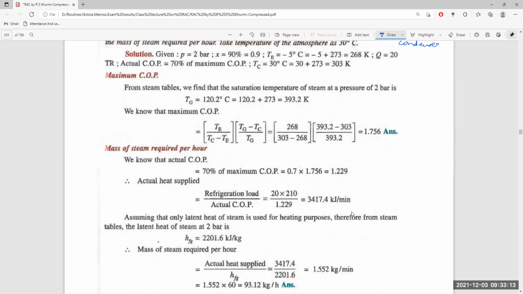That is equal to 393.2 Kelvin. We know that the maximum COP is equal to TE divided by (TC minus TE) multiplied by (TG minus TC) divided by TG, with the temperatures of the evaporator, condenser and generator. Now, the saturation temperature at the pressure P we consider as TG, because the temperature of the generator is not known. The temperatures of the generator, condenser and refrigerator are the essential values needed to know the COP of the system.